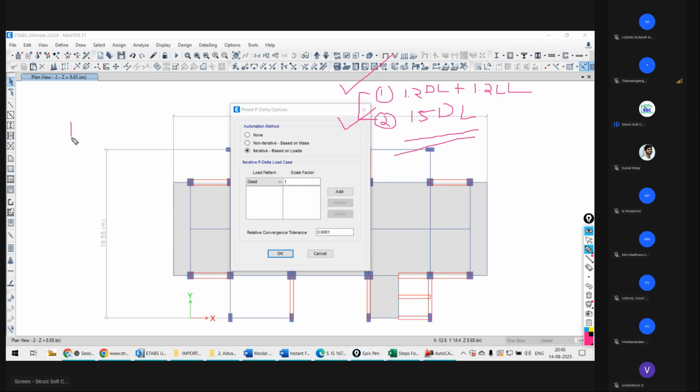Why? In comparison to your live load, the dead load in your structure is more. The self weight of the structure plus the additional dead load you have assigned, so the overall dead load of the structure is more, so the factor 1.5 will be more critical. With 1.2 live load, the live load is very small in comparison to your dead load. So that's why I would recommend going with 1.5 times dead load. Here you just have to put dead load as 1.5, add it, and that's okay.